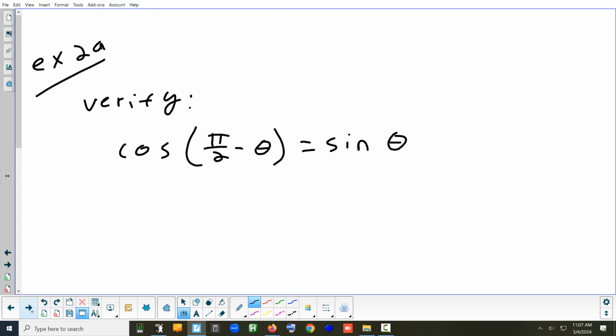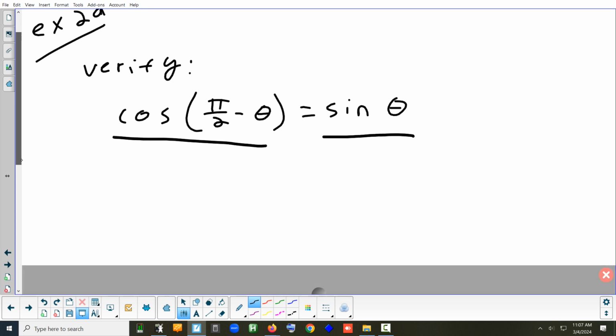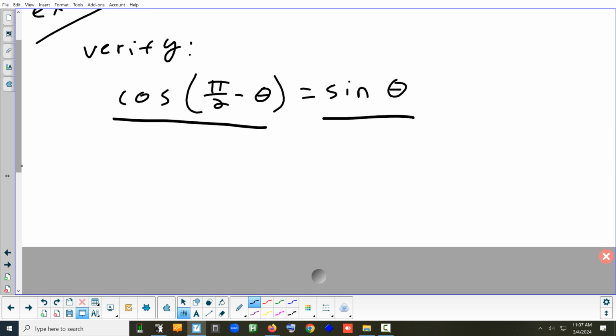All right, let's try them. So this one says verify. They're asking you to show that this is the same as that. So what you have on the left is a cosine difference. So we're just going to take what's on the left, and we're going to fill it into the formula I just showed you. Can somebody remind me, what's the formula? You don't have to say the alpha and the beta. Just tell me, like, is it cosine and then cosine or sine and sine? What's the formula for the cosine of difference?